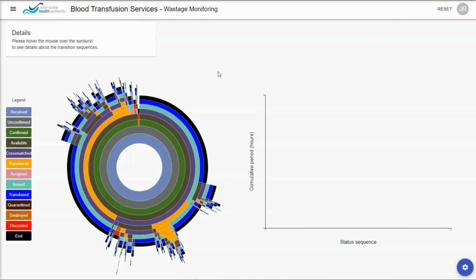BIMD-Audit interface allows the BTS staff to explore the retrospective blood product transactional data to identify transaction sequence patterns that lead to discards. Here, we present the lifecycle pattern sunburst diagram, which highlights the frequency of different transition patterns. The rings starting from standard represent the progression of the transition steps. The final transaction state is either transfused or discarded.